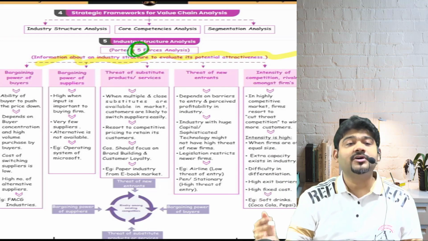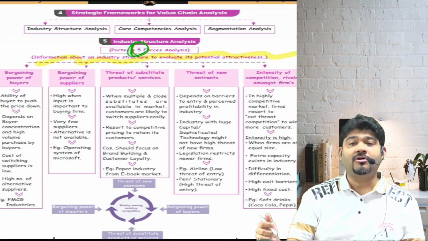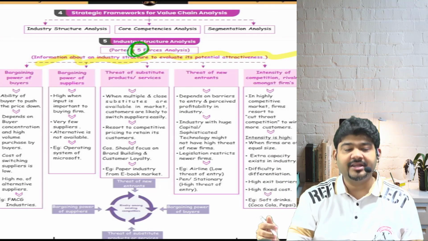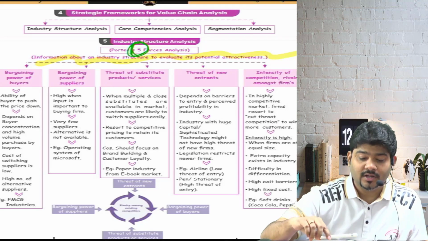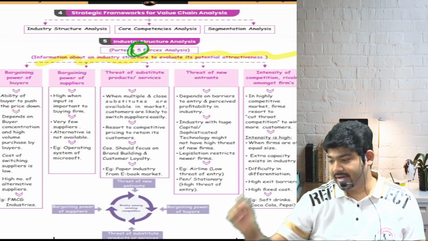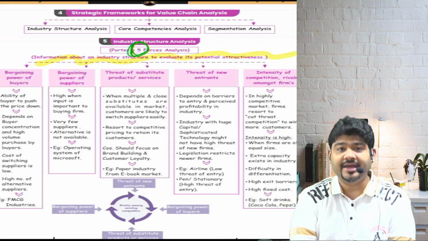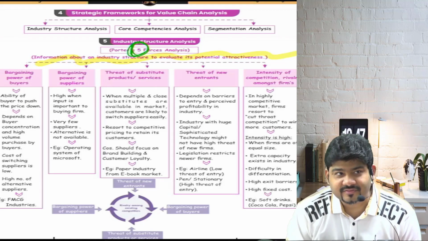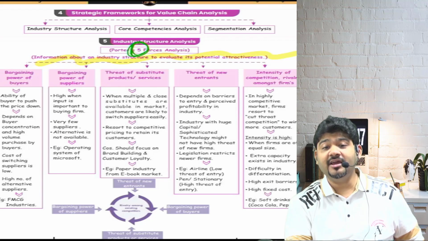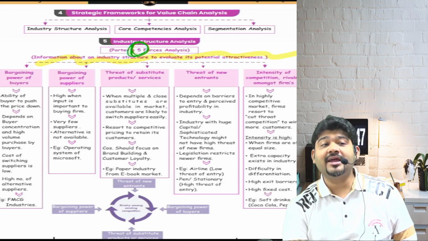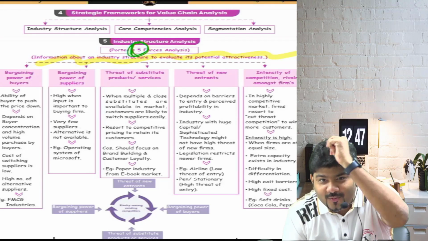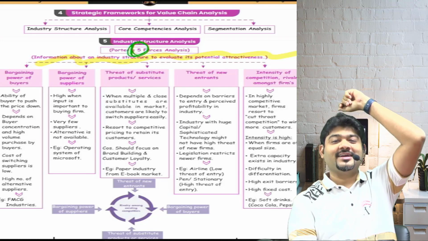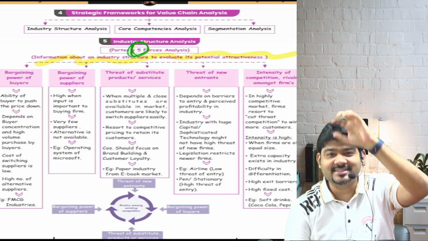In that, first is the bargaining power of the buyer. I'll see what the bargaining power of the buyer is. Bargaining power of buyer will be high where the market is very competitive.